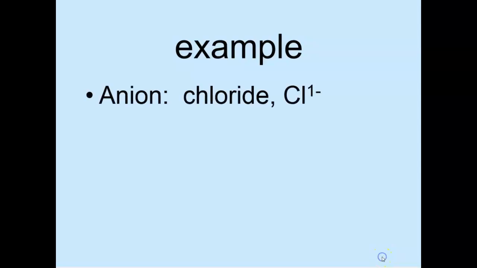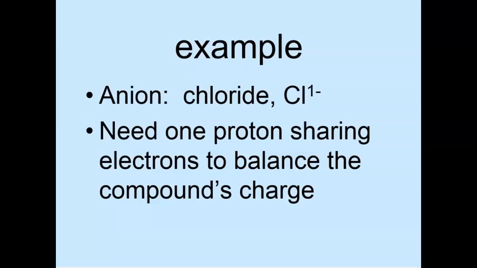Well, what do you mean by that? Okay, so let's look at some examples to figure it out. Here's the anion chloride. It has a -1 charge. The compound has to have 0, so how many protons do I need to add? Well, I need to add 1 to get to 0. So 1 proton, and you get HCl.